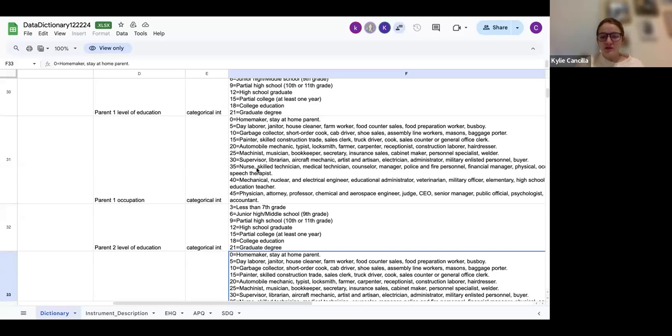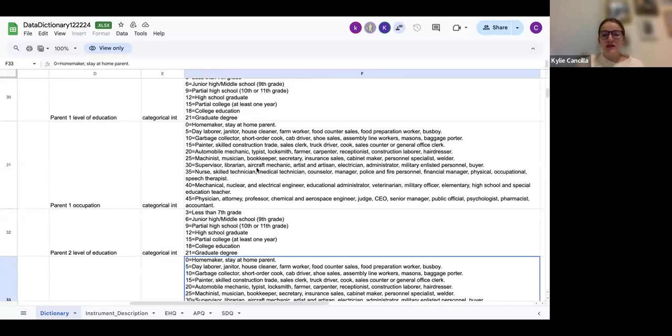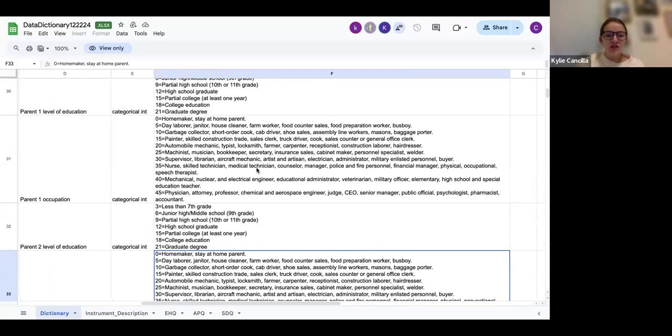each variable. So if you see here, for instance, in the parent 1 occupation column, the number 35 might represent roles such as nurse, skilled technician, medical technician, or a counselor, and there's even more in that category as well. This grouping reduces the number of unique responses for each variable, and it simplifies the data set. This makes our categorical columns all int variables now, with those int representations all found in this data dictionary.